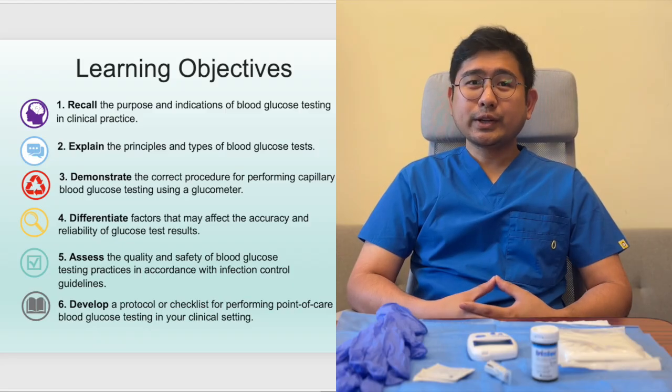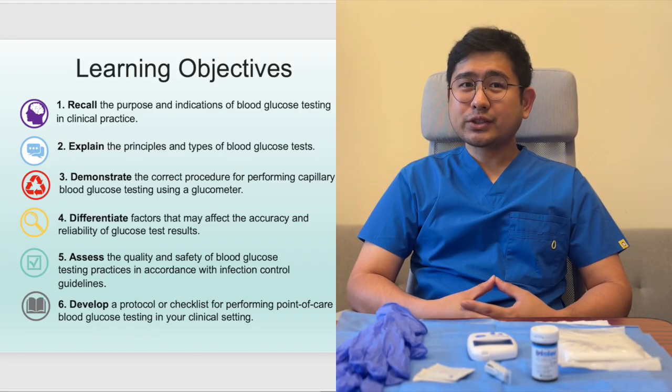glucose test. Accurate and timely blood glucose tests play a crucial role in managing patients with diabetes, monitoring treatment response, and preventing complications. Together, we will explore not only the methods, but also the underlying principles that support safe and effective glucose monitoring. So let's begin with our learning objectives that are aligned with Bloom's taxonomy.